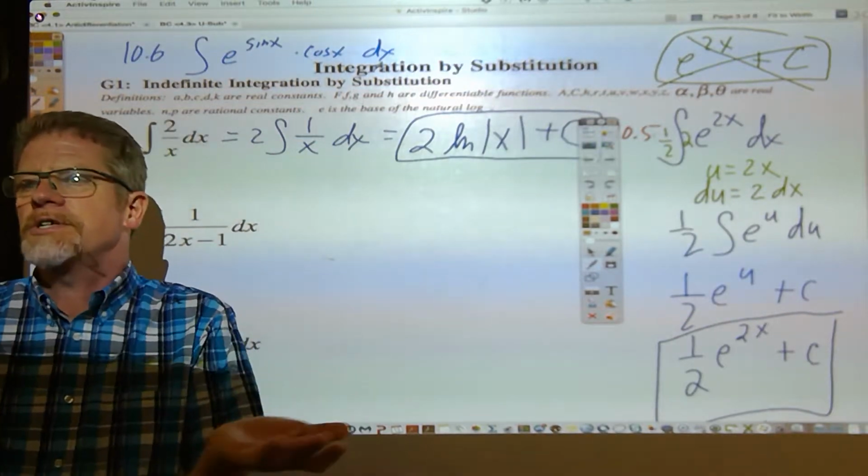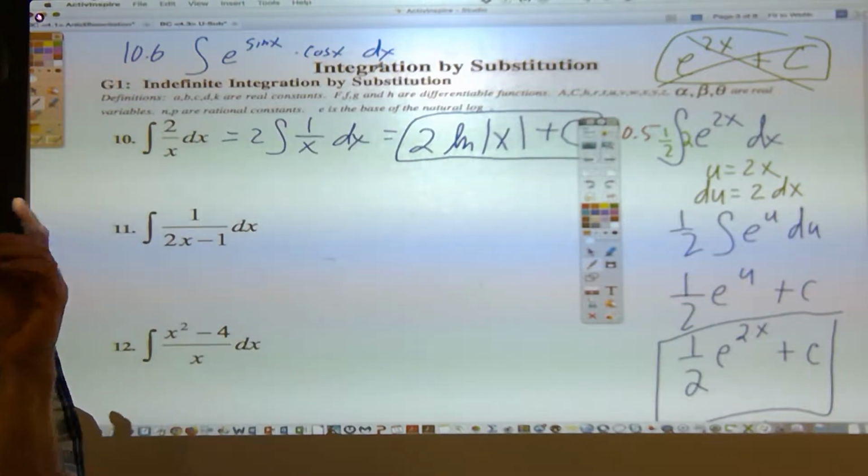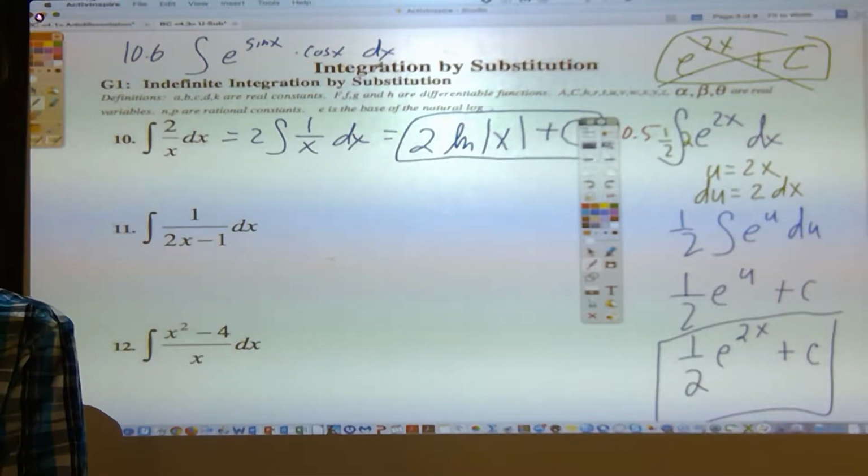I mean, you don't have to do it in your head. You can write it down. But I'm saying these things, when they're pre-cooked, they're nice. They just flow right through. U substitutions are smooth.